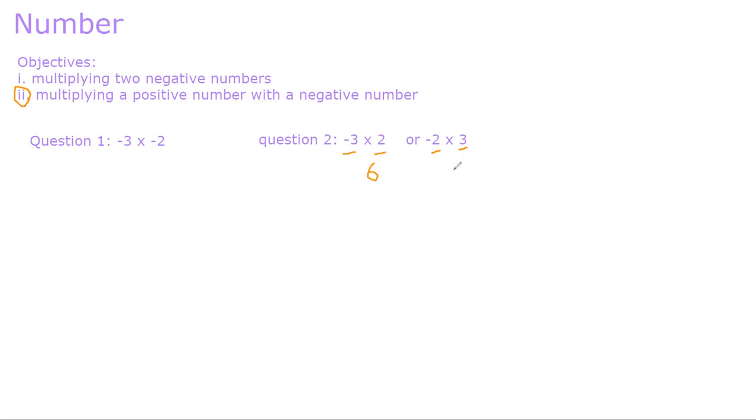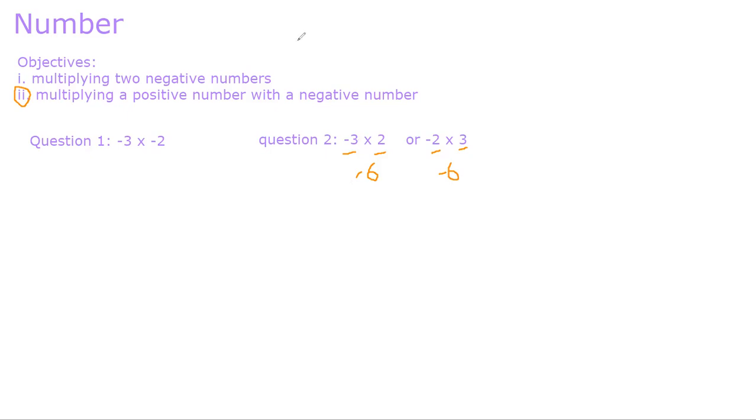3 multiplied by minus 2, for some time, just ignore this negative sign and multiply 3 by 2. That would be equal to 6. And if there is one negative sign, just add one negative sign here in both cases. So the answer for these two is the same, minus 6 or negative 6.